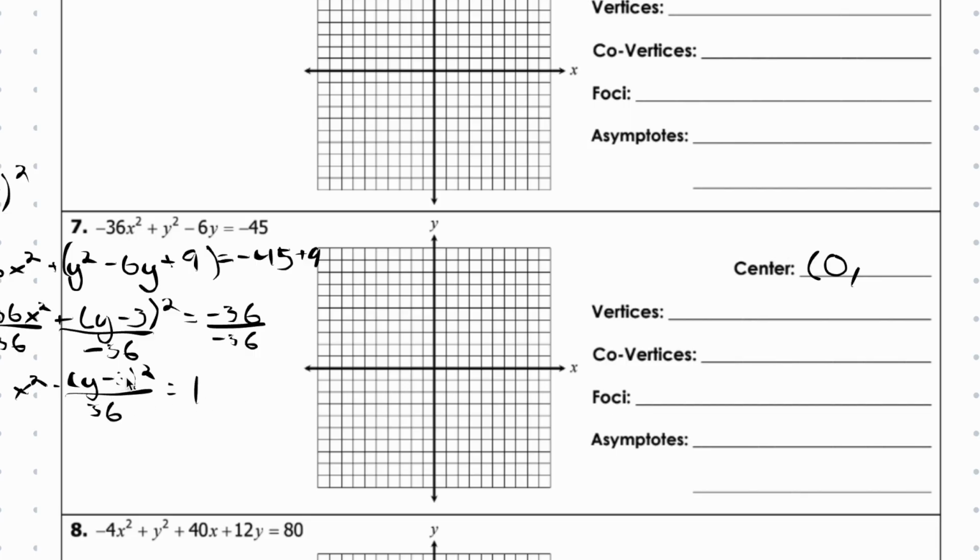Here we have y minus 3. Since it's opposite, it's plus 3. So our center is 0, 3. We graph that right there.